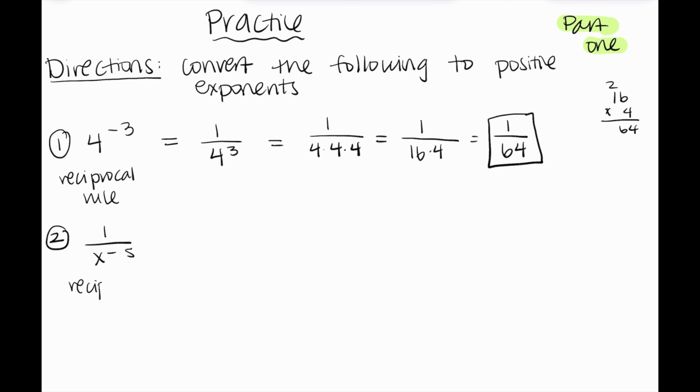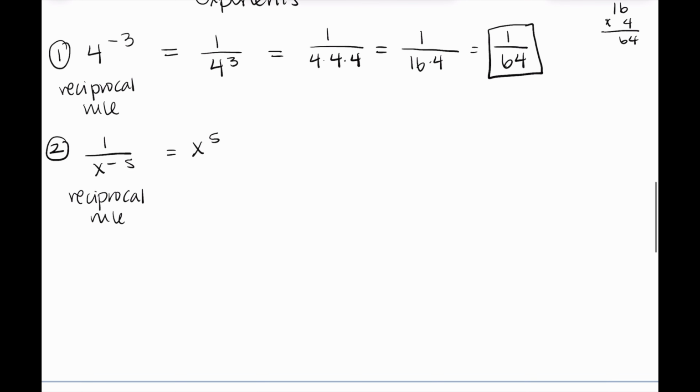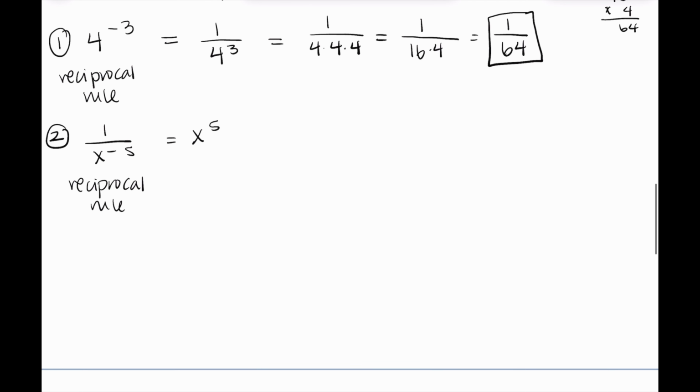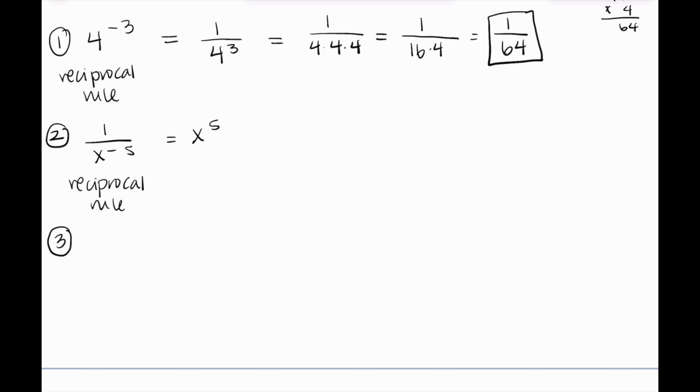For number 2, we have 1 over x to the negative 5. Again, we would be using the reciprocal rule here. When we do that, we have to take the reciprocal again. Even though it's in the denominator, what's going to happen is that x to the negative 5 will come up to our numerator. So our answer for number 2 would just be x to the 5th.